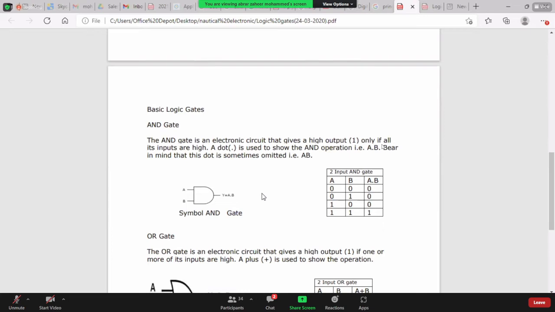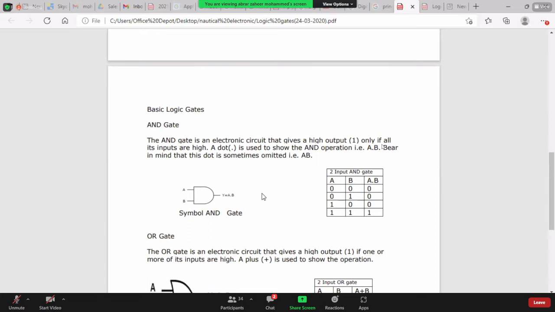AND gate is an electronic circuit that gives a high output, that is output is 1, only if all the inputs are high. So when all the inputs are high, then the output will be high. A dot is used to show the AND operation. If two inputs are A and B, the output will be A dot B.